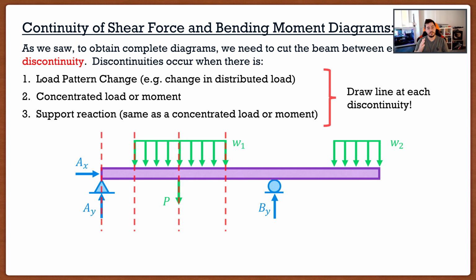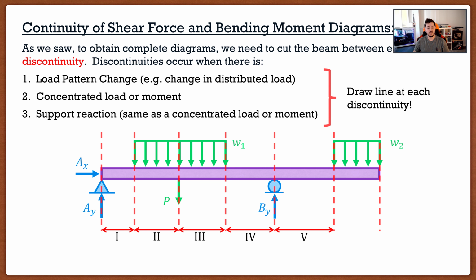From here, nothing happens on my beam. Oh, and then suddenly I have a support reaction. So this would be another line. Again, nothing happens, distributed load, another line. And then at the very end, my distributed load ends, I would have another line. Now, why did I draw these lines? Well, these show me every section I actually have to cut to create my full shear force and bending moment diagram. I'd have section 1, section 2, section 3, section 4, 5, and 6.